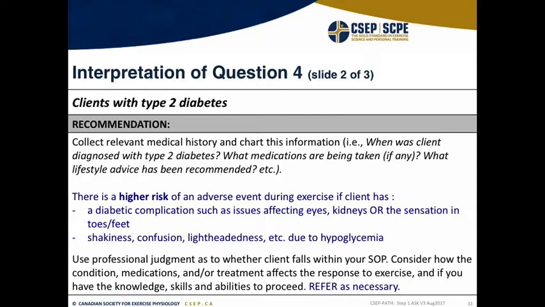There's also a higher risk of an adverse event if the client experiences shakiness, confusion, or lightheadedness due to hypoglycemia. So find out more about the type 2 diabetes, and again, refer as necessary if you need to go to a higher level exercise professional such as the CSEP CEP, or maybe you just need to go to the client's physician to get more specific answers to these questions.